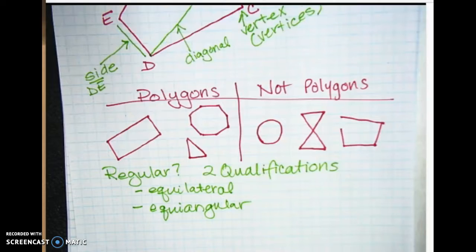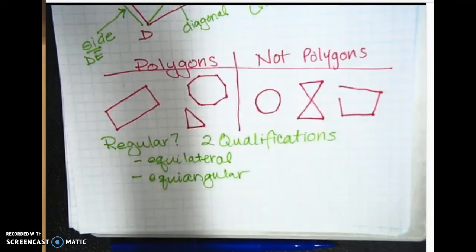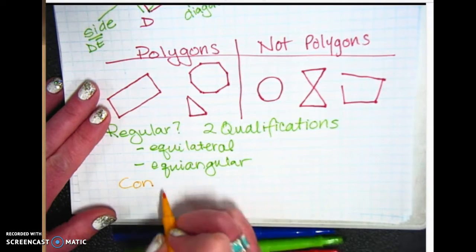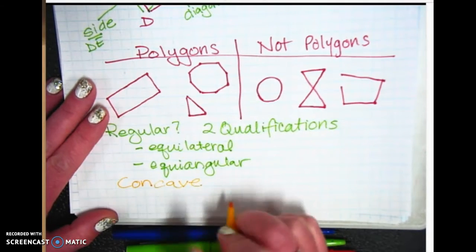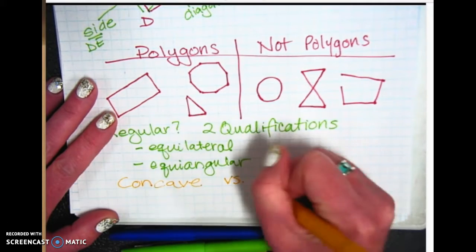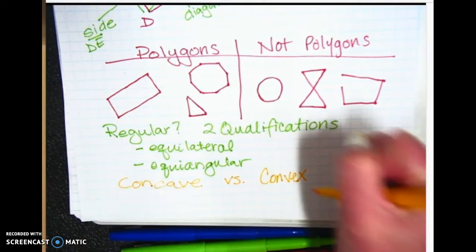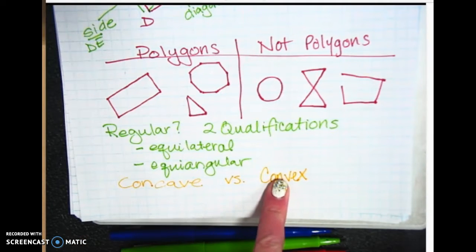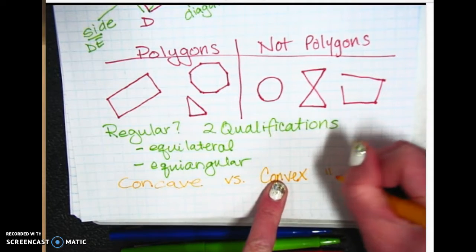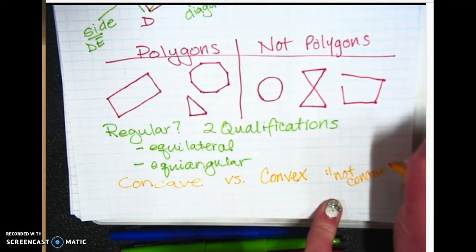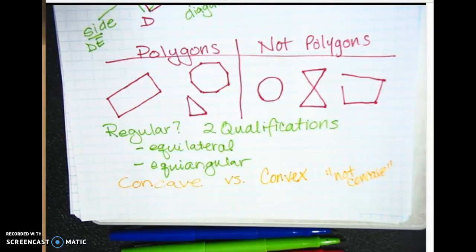All right, there's another term you need to know about with polygons. It's called concave versus convex. Okay, and sometimes instead of using the term convex, they'll say not concave. Just depends on the book or however they want to say it.